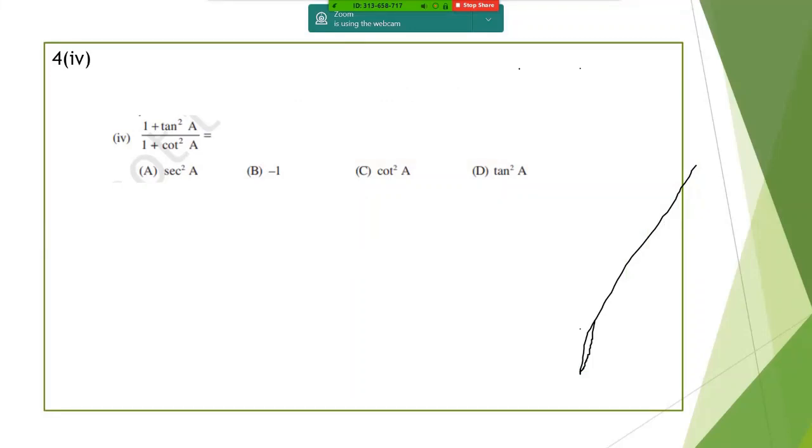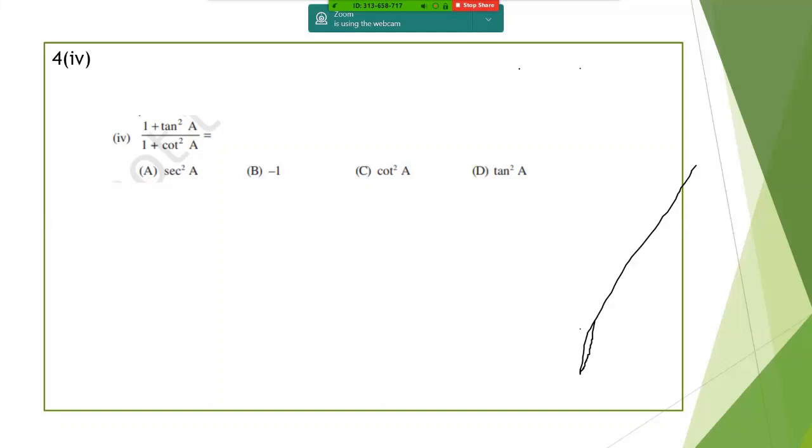And then secant square A upon cosecant square A, convert them into sine and cos. So you get the numerator as 1 upon cos square A divided by 1 upon sine square A. So finally, what is the answer? Sin square A by cos square A, perfect. So the answer is tan square A. Perfect. The answer is D.